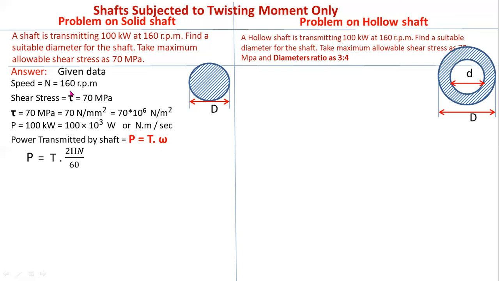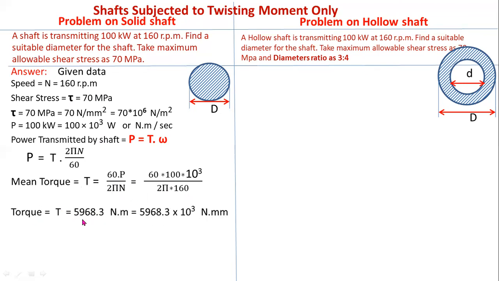Now you have to substitute the value of N and P in this equation. Now you can get the value of torque transmitted by the solid shaft. T equal to 60 into P by 2 pi N, with P equal to 100 into 10 power 3. So from this equation, the torque transmitted by the solid shaft equals 5968.3 Newton meter. Here the power is in Newton meter per second, so the value of torque is also in Newton meter.